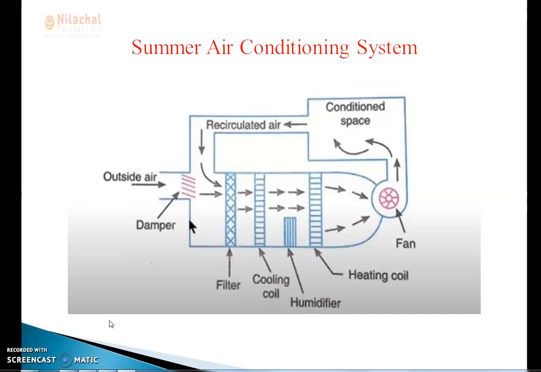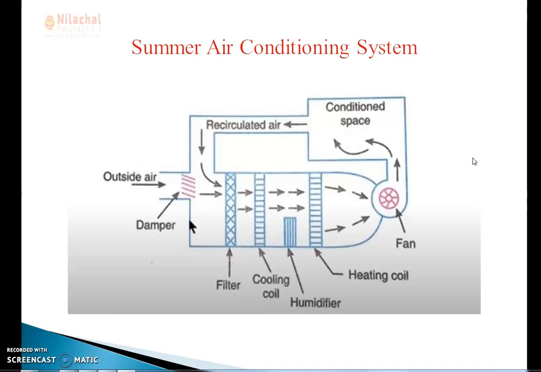So first, the summer air conditioning system consists of a damper, a filter which removes the dust, a cooling coil, a humidifier, a heating coil, and a fan. These are the equipment used in the summer air conditioning system. So let's start the working principle. It is the summer air conditioning system.